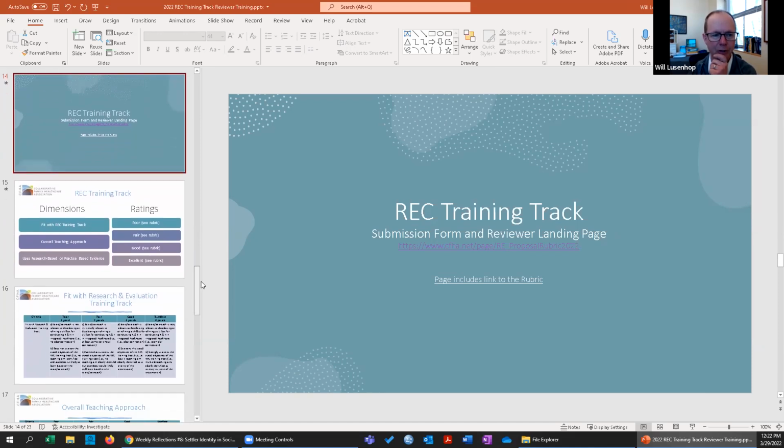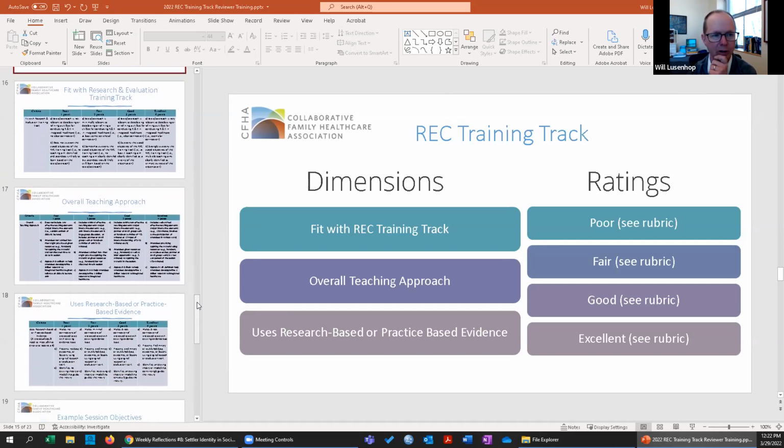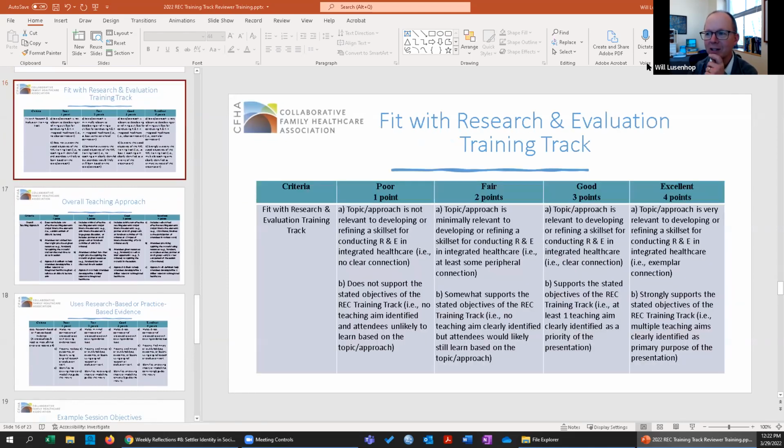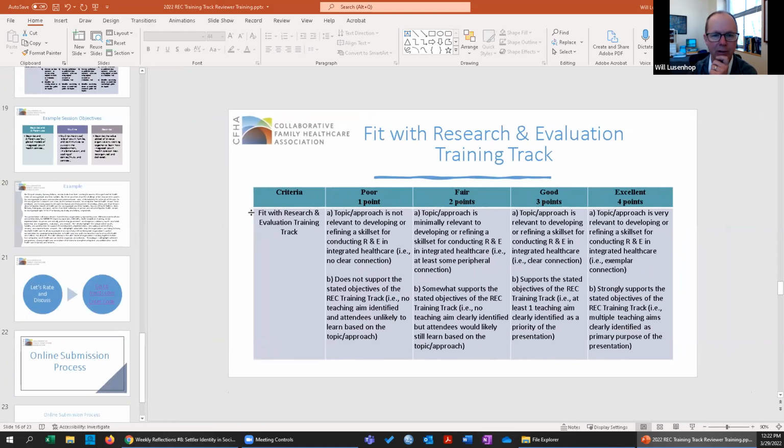So real quick, for the training track, the dimensions are the fit with the track, the overall teaching approach, and use of research-based or practice-based evidence. And then our ratings are poor, fair, good, and excellent, where things are a little bit different over time. And I know Jen was early on in this. The REC has a much more elaborate rubric than the general sessions.